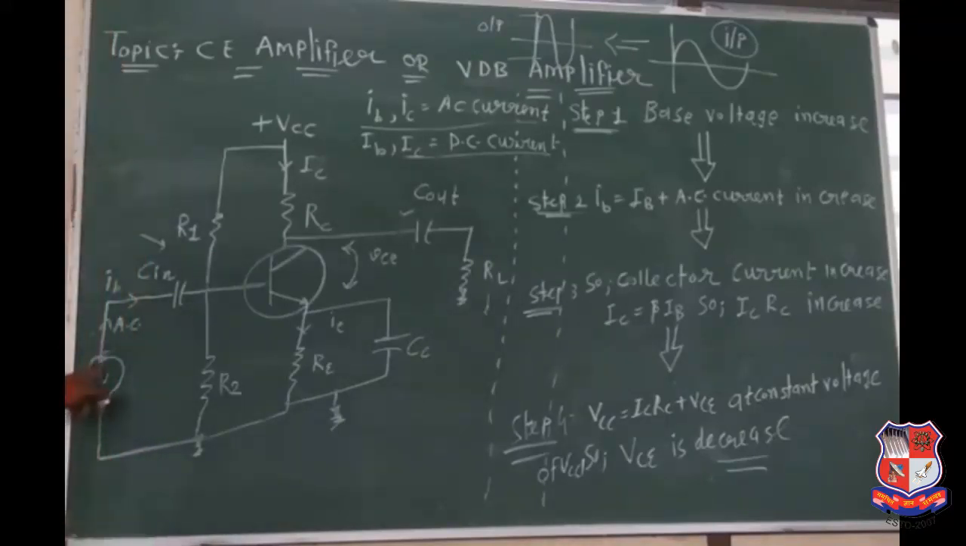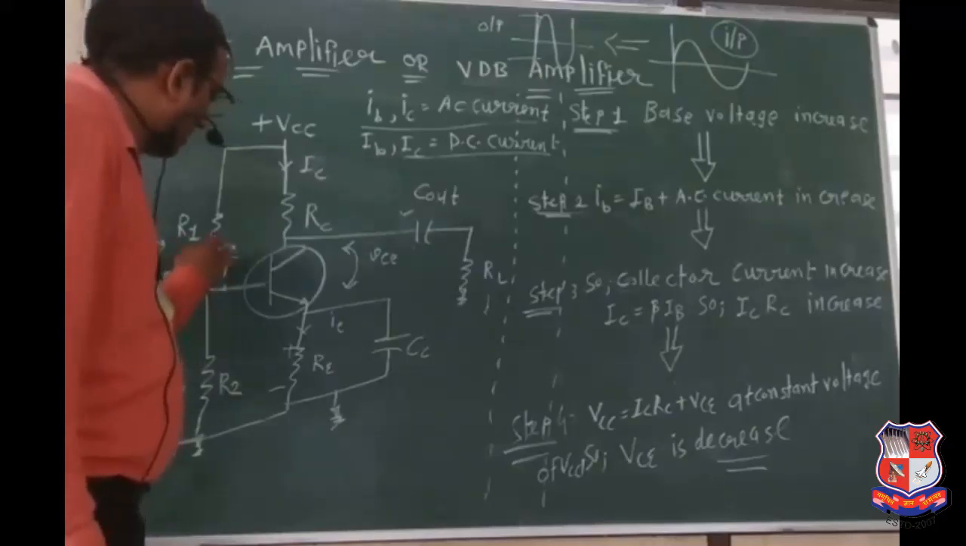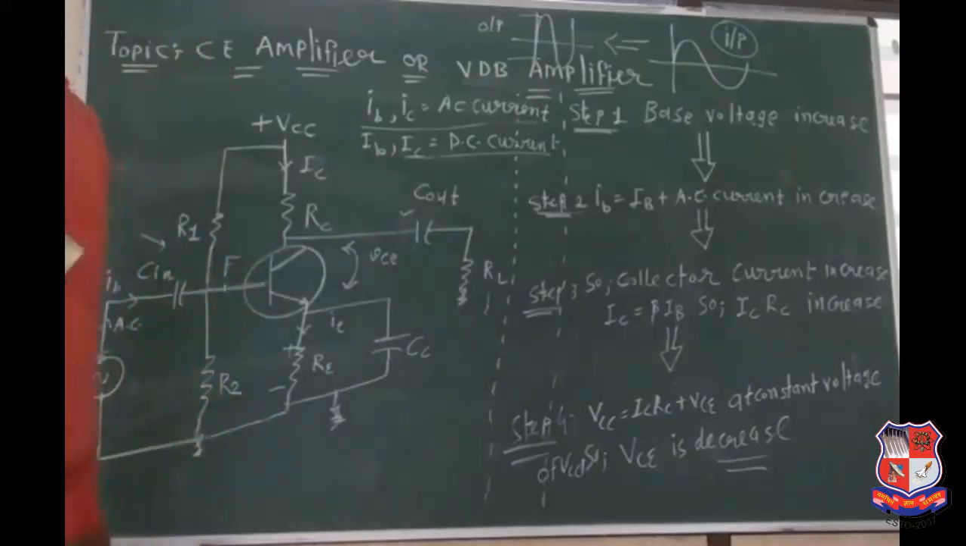Now see this. The input signal acts as an AC signal. AC signal can pass through the capacitor easily. Why we have put this capacitor, I will explain later on. At this point, only the AC component is present. But at this point, consider this the F point. At the F point, both components are present. It is known as AC plus DC. Both components are included in this particular circuit.